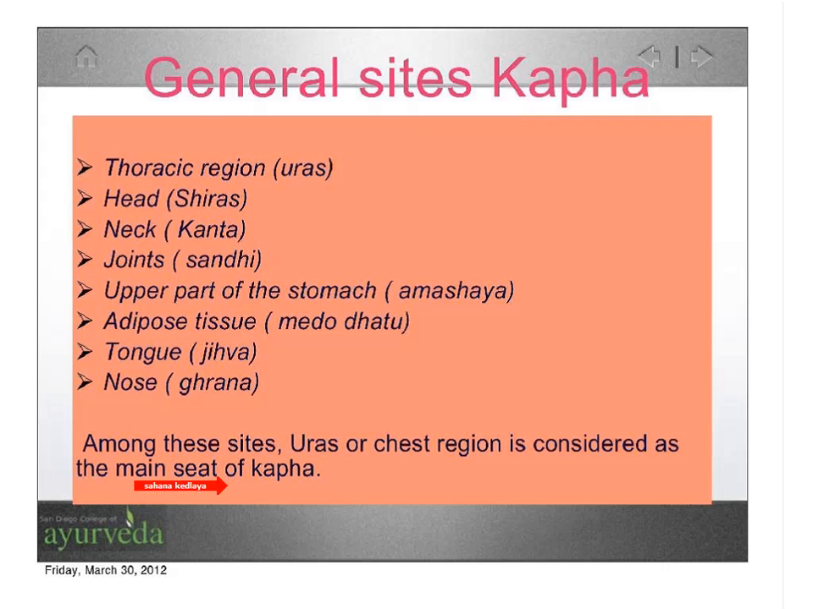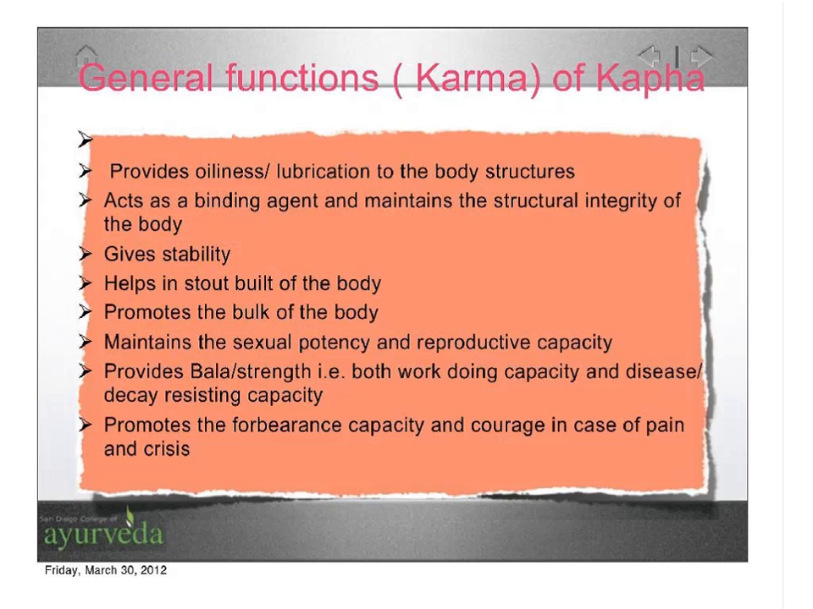Similarly, for Pitta, the nabhi or peri-umbilical area is considered the main seat, and for Vata, the lower part of the trunk, that is the colon, is considered the main seat. So for Vata, it is the colon. For Pitta, it is the peri-umbilical area, and for Kapha, the main seat is said to be the urus, or the chest region. So this is about the general seats of Kapha dosha.